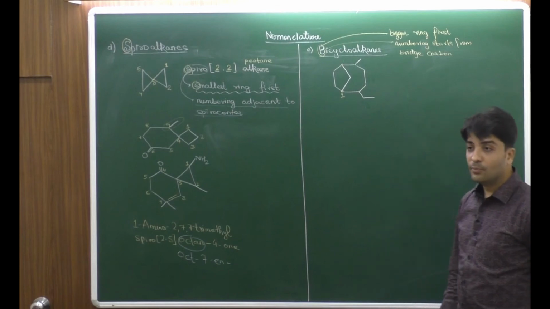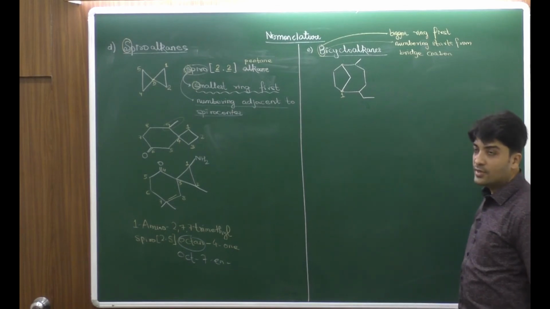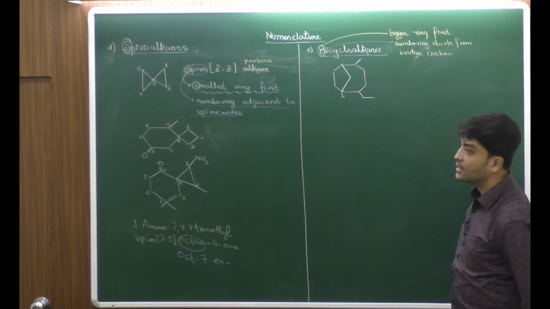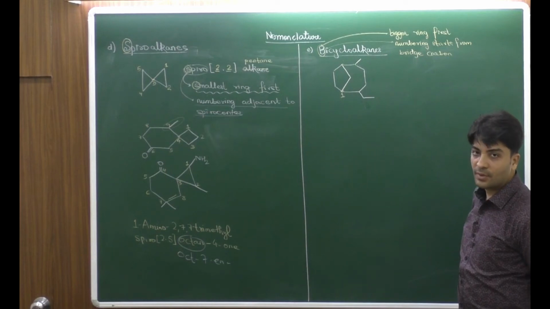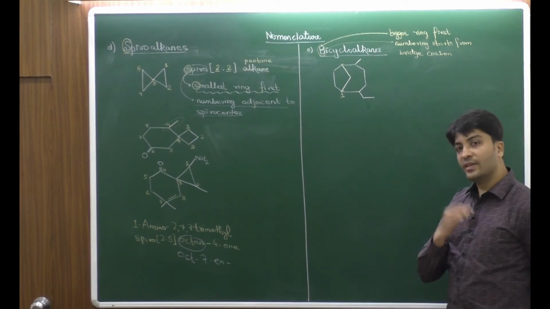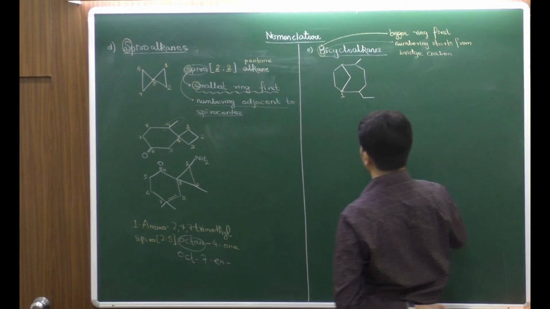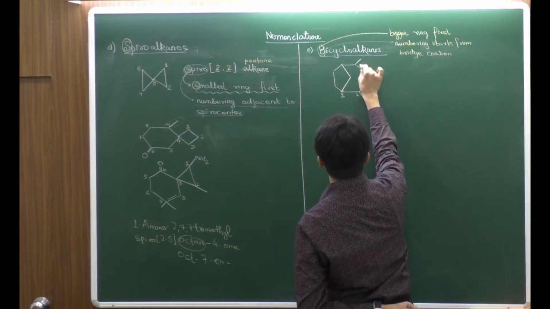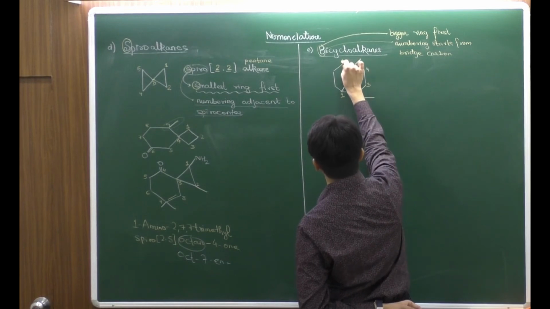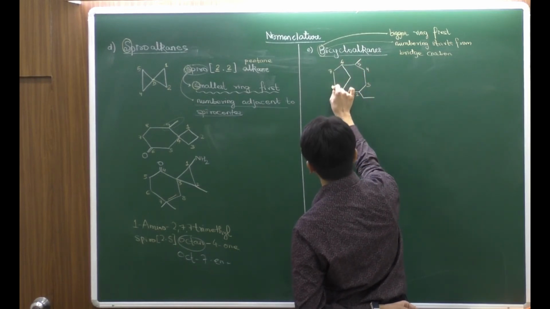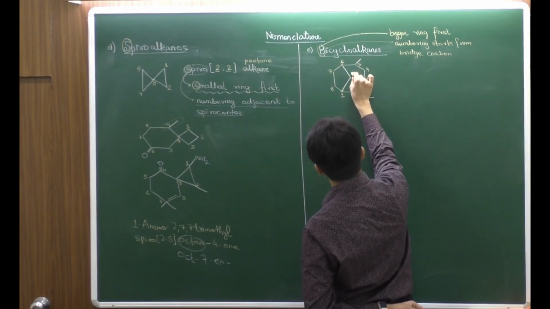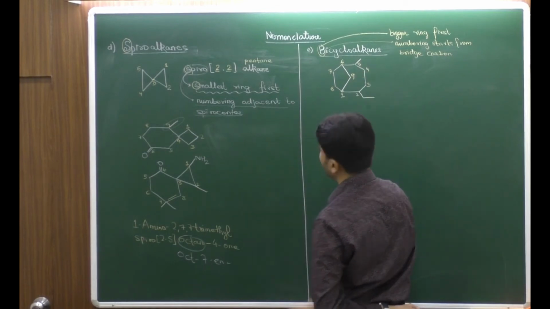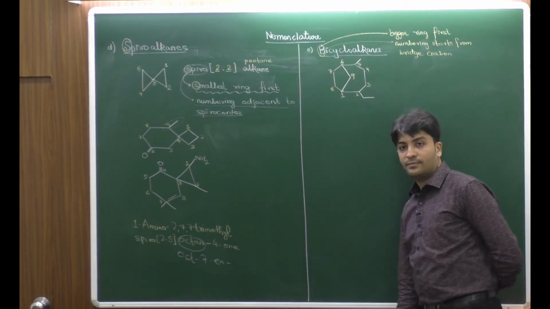So only two things are important: bigger ring first is to be considered, and numbering starts from the bridge carbon. Okay, let's do the numbering first, then I'll tell you the order in which it's to be written. So after 1 this will be 2, 3, 4, 5, 6, 7, 8 and then if there is any carbon in the bridge in between, it has to be given the last number.